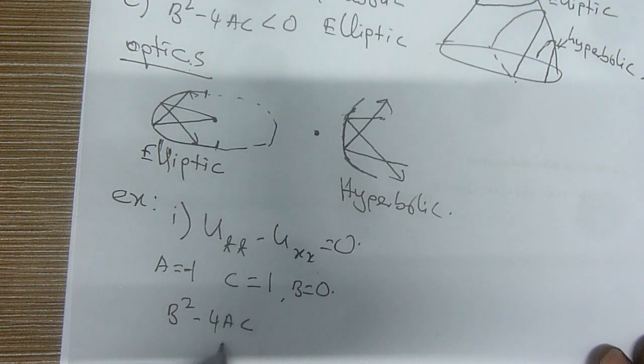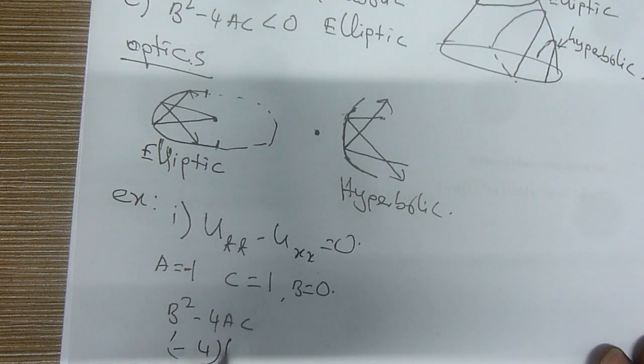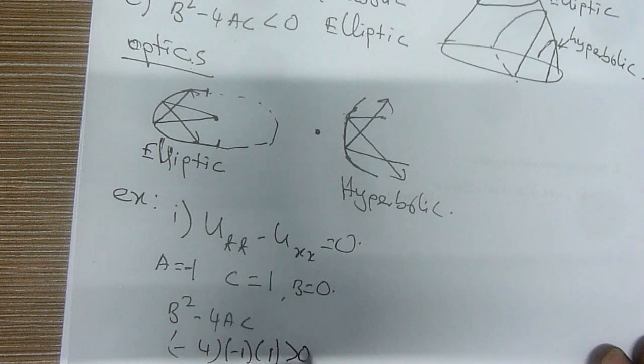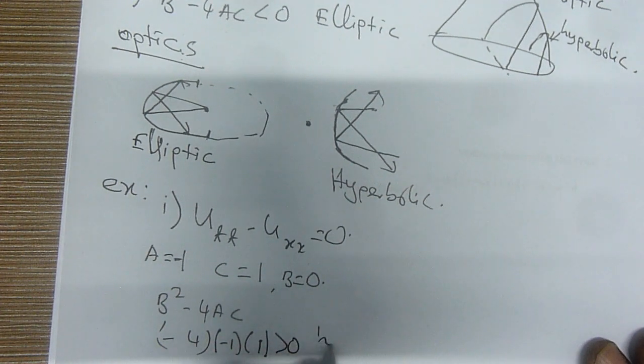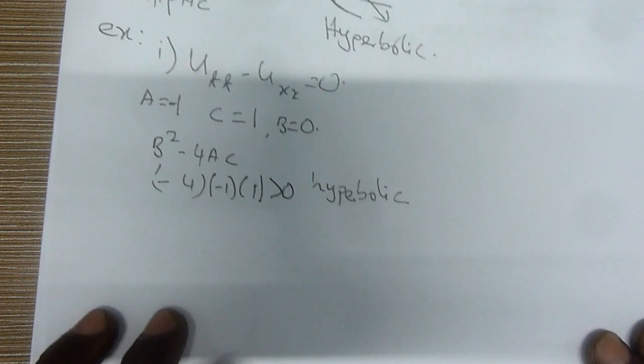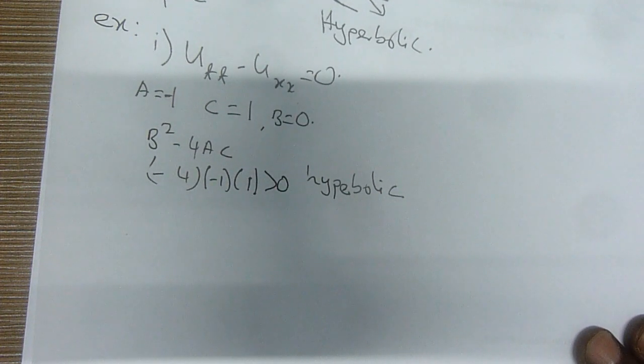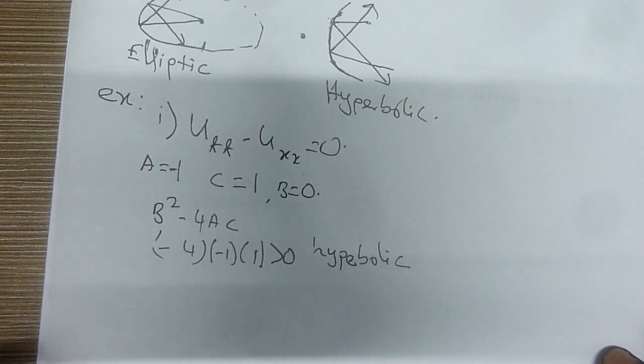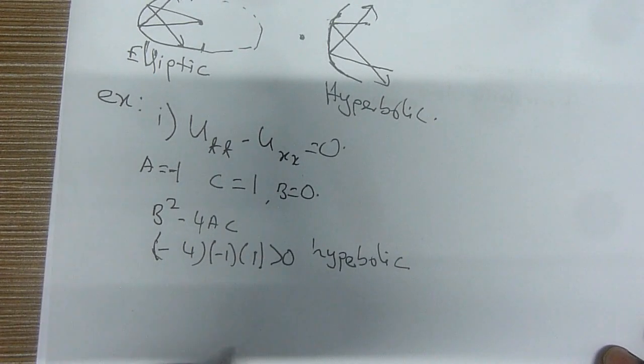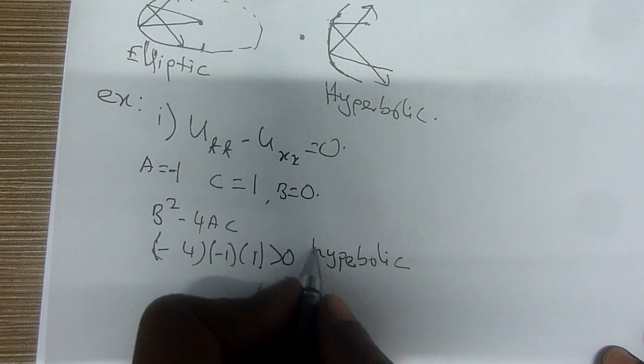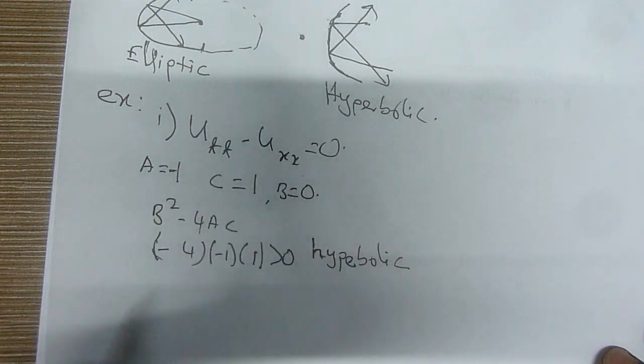Of course, you can see the combination of this: B is 0, therefore we get a for AC, whereby if we calculate this as a -1 and C is a 1, therefore it is greater than 0, it automatically falls into the hyperbolic category. Therefore, we know from here this combination will be categorized under hyperbolic.